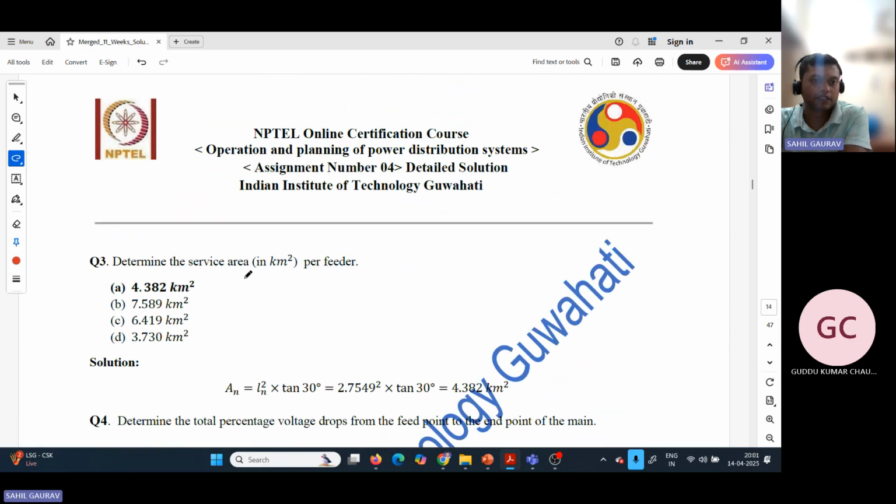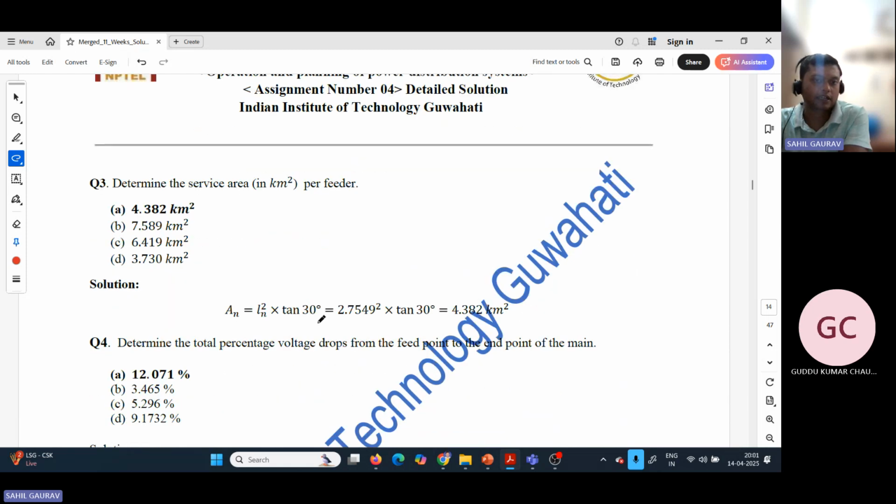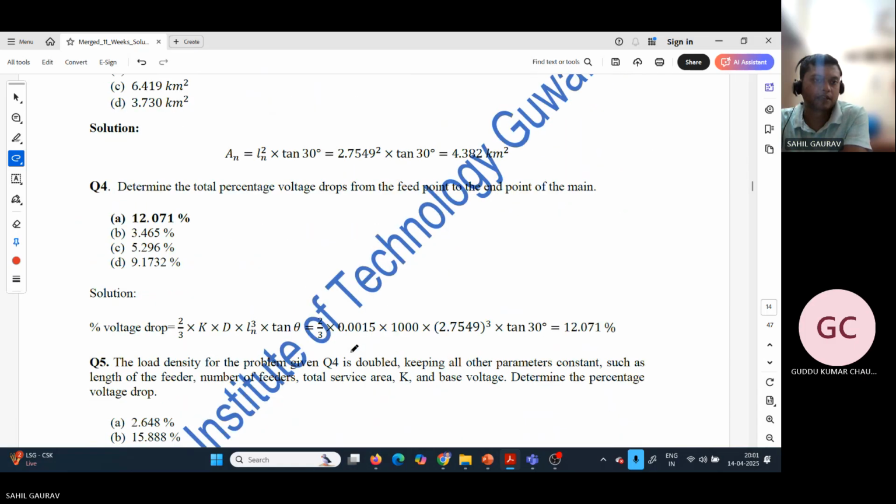And next we have to find the service area An. So An is ln square tan theta, and theta for a hexagonal substation service area is 30 degree. And next we have to find the percentage voltage drop. Percentage voltage drop is nothing but K into LE into SN. So we substitute all this effective length and KVA served by each feeder. Then you will get this expression and you will get percentage voltage drop as 12.071%.